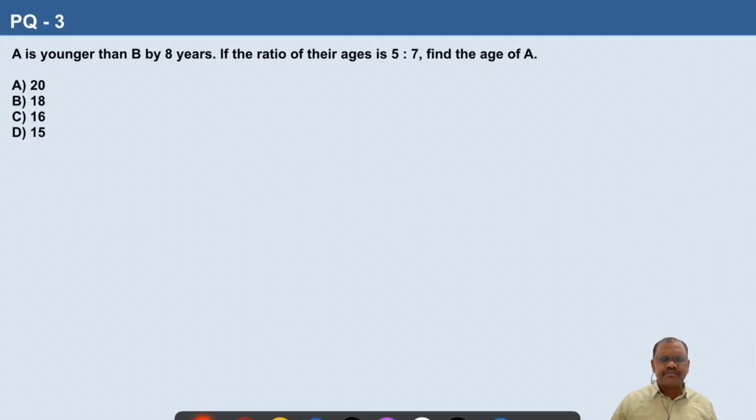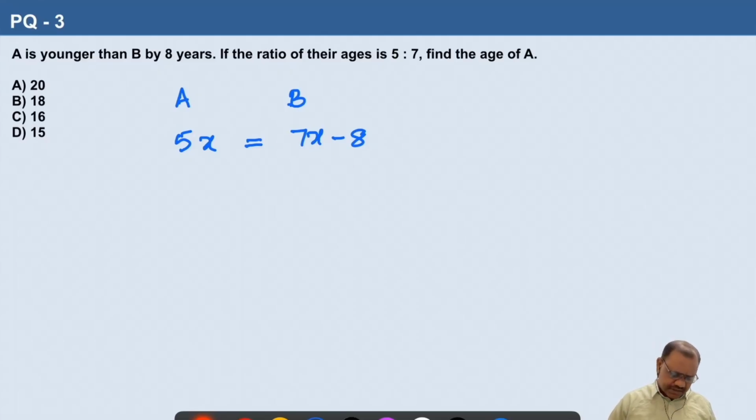Question number 3. A is younger than B by 8 years. If the ratio of their ages is 5:7, find the age of A. So A and B, the ratio is given 5:7. So we can assume as 5x and 7x. A is younger than B by 8 years. So that means A is B minus 8. So we got the equation.